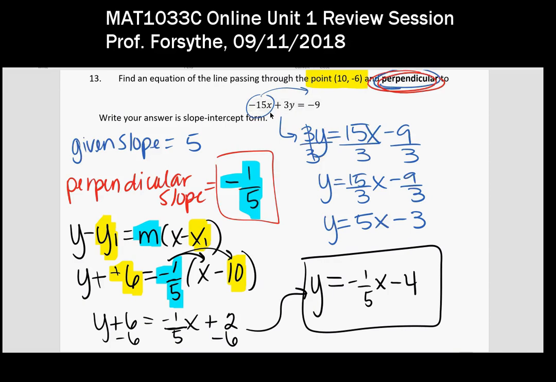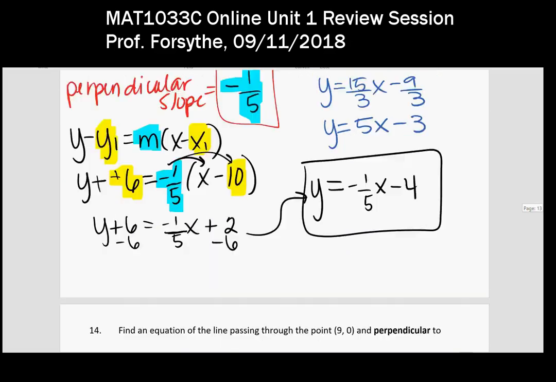So we had to use the equation that was given to us to find out that equation's slope. And since it's perpendicular, we need to take the negative reciprocal, which for 5 gave us negative 1 over 5. We use the point they gave us, and then we use point slope form to get the equation of the line. Okay?